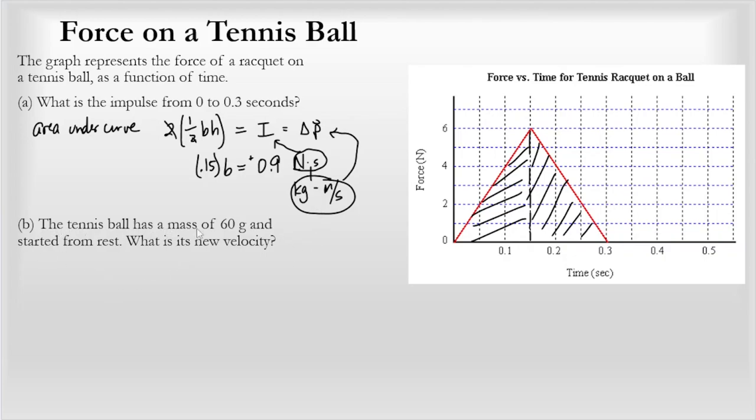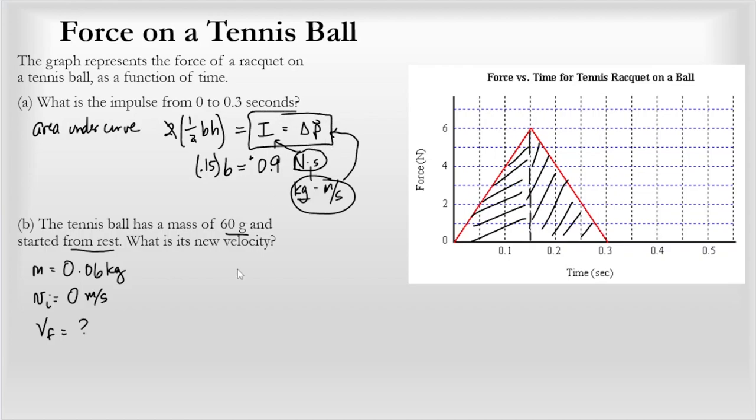The tennis ball has a mass of 60 grams and started from rest. Okay, so I can write things down here. I have an m, 0.06 kilograms. I'm converting to SI when I'm doing this. Notice I want it in kilograms. My units say so. And my initial velocity, words mean things. It starts from rest, so that's 0 meters per second. What is its new velocity? So I'm solving for that.